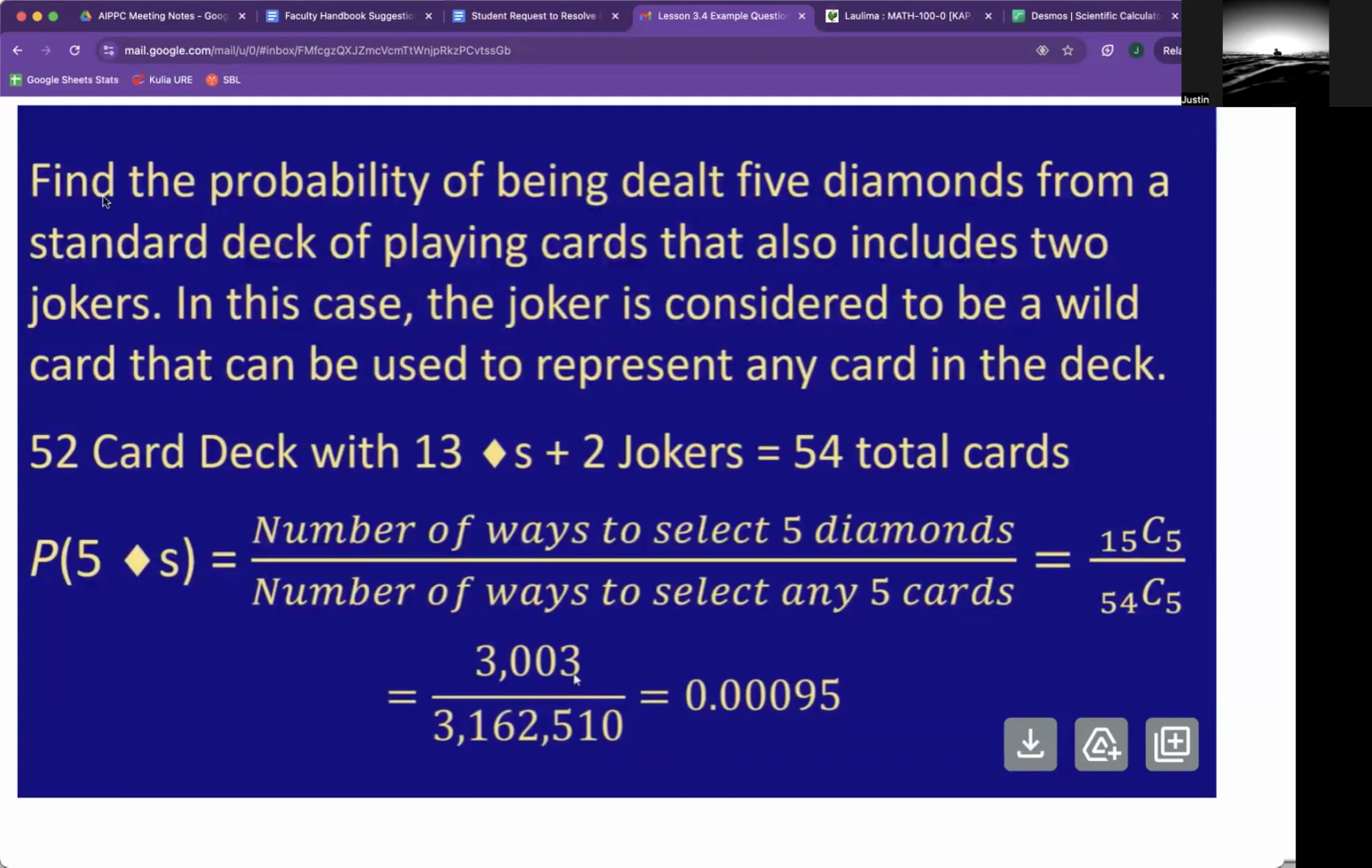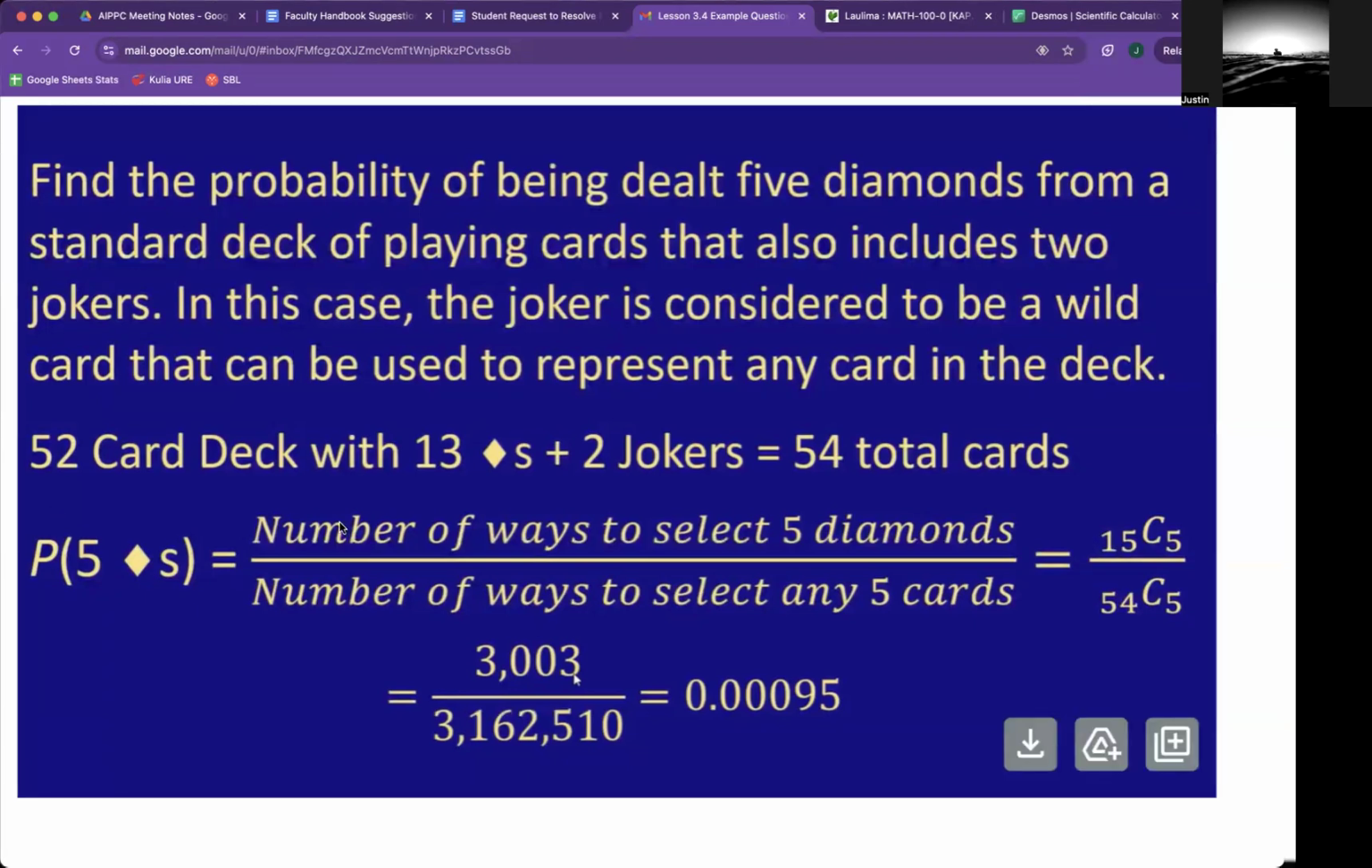So first of all, let's talk about the question. It says find the probability of being dealt five diamonds from a standard deck of playing cards. That also includes two jokers. In this case, the Joker is considered to be a wild card that can be used to represent any card in the deck. So that basically means that in effect there's 15 diamonds, because there's the 13 normal diamonds plus the two jokers, right? And then it also means that effectively there's 54 total cards.